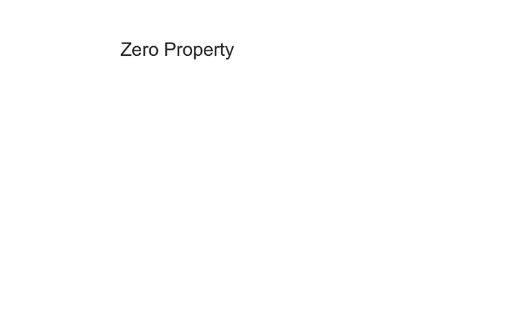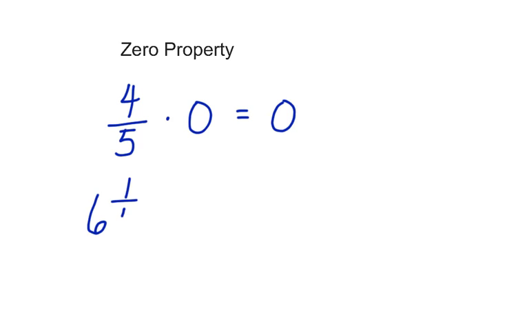The 0 property states that any number times 0 is 0. So if I had 4/5 times 0, it would be equal to 0. I could also say if I had 6 1/4 times 0, it would still be equal to 0.